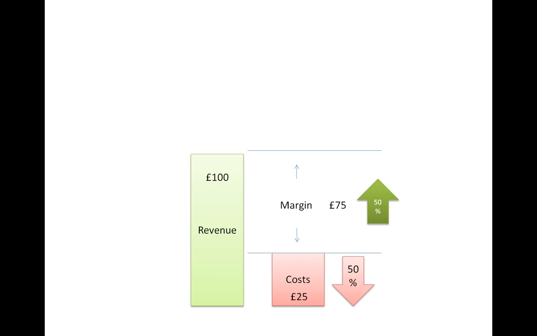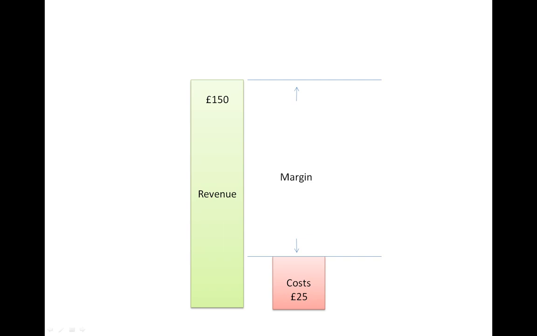Now, the really interesting thing is if you combine the two. If we put our revenue up and we reduce our costs at the same time, the margin obviously increases exponentially. So if we put our revenue up by 50%, from 100 to 150 pounds, and we put our costs down from 50 to 25 pounds, then we have the combined effect of that. So we have a 150% increase in our margin for a 50% increase in sales and a 50% reduction in costs. So the question is, how? How do we do that?